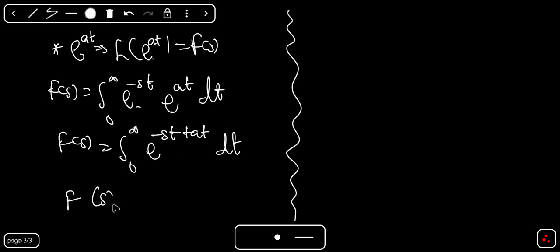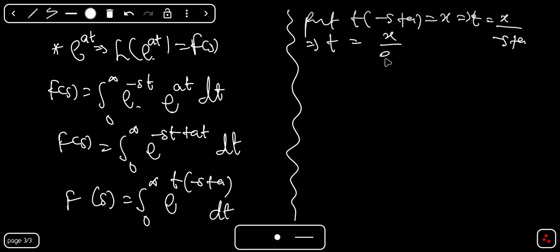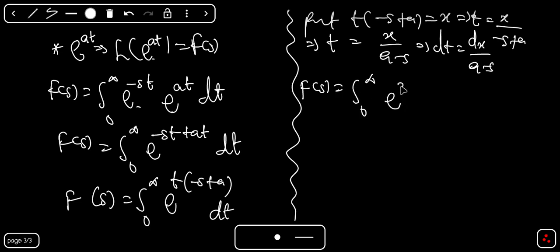So we are going to have F(s) equals the integral from 0 to infinity of e raised to the power of t into bracket (minus s plus a) dt. So now, making a substitution, we can put t(minus s plus a) to be equal to x, then t will be equal to x over (minus s plus a), which can also be written as t equals x over (a minus s). Then we have dt equals dx over (a minus s). Then we have F(s) equals the integral from 0 to infinity of e raised to the power of x, since t(minus s plus a) is x. Then dt is dx over (a minus s).